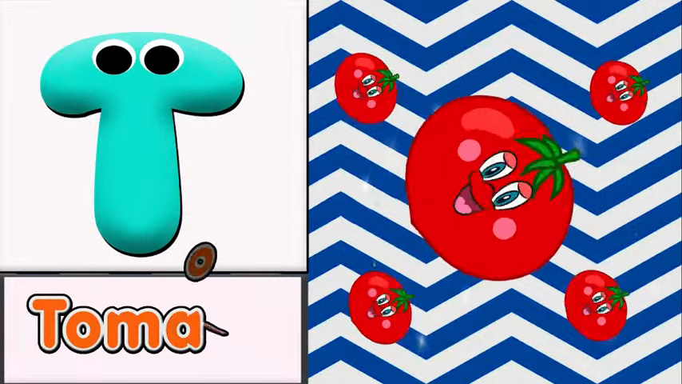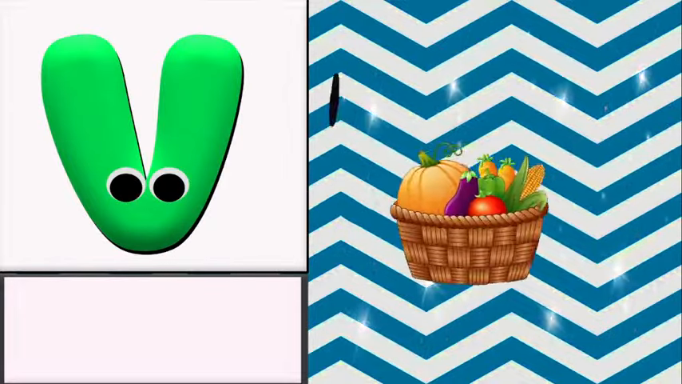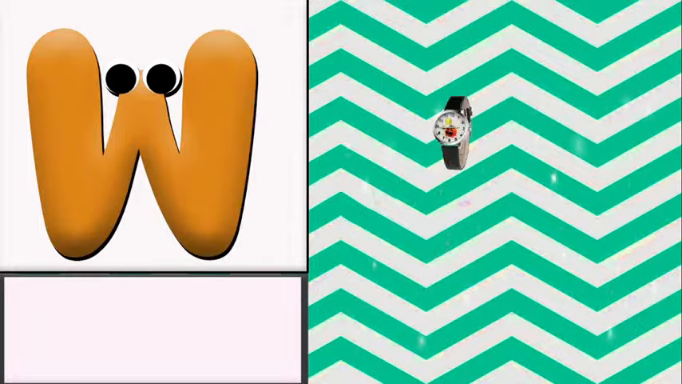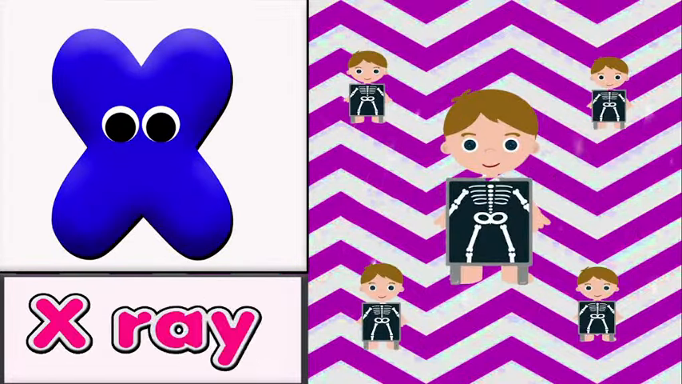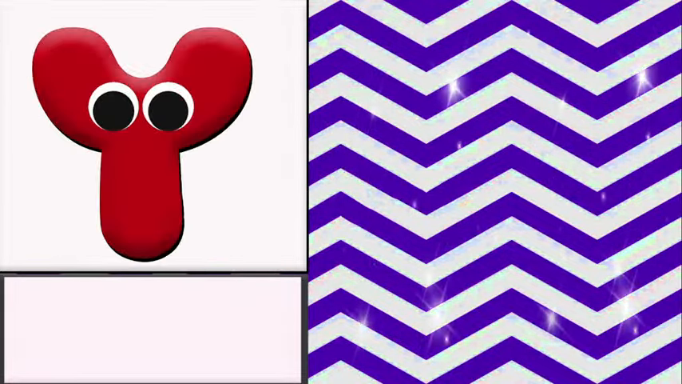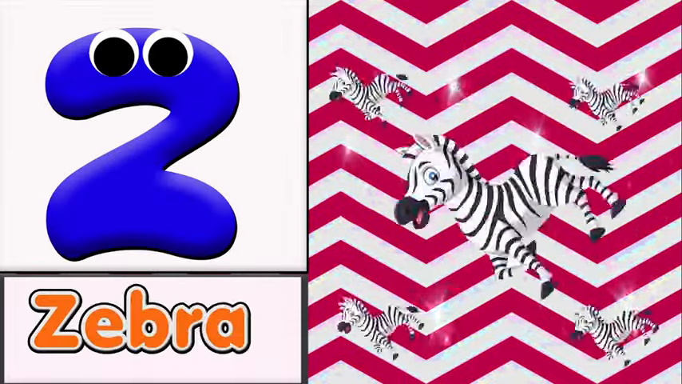T, T for tomato, tomato. U, U for umbrella, umbrella. V, V for vegetable, vegetable. W, W for watch, watch. X, X for x-ray, x-ray. Y, Y for yo-yo, yo-yo. Z, Z for zebra, zebra.